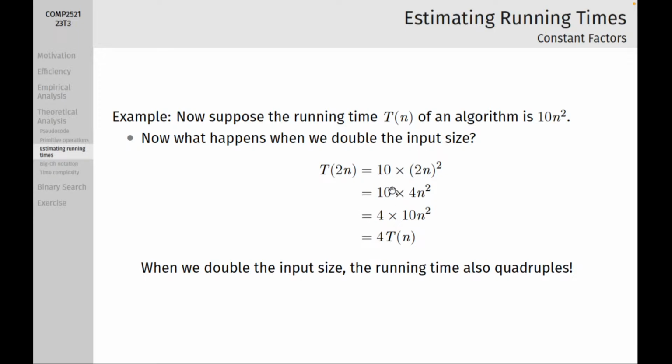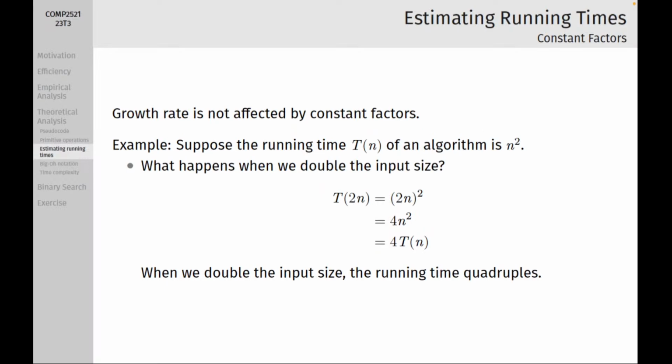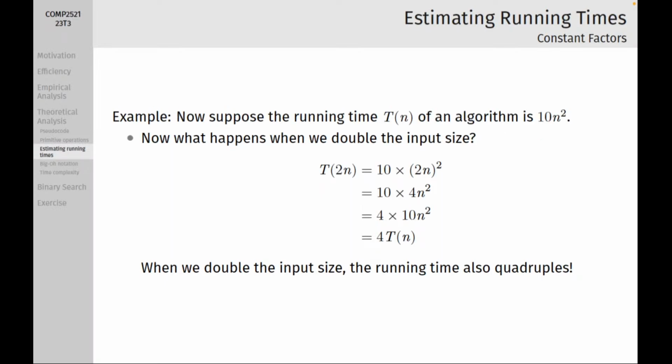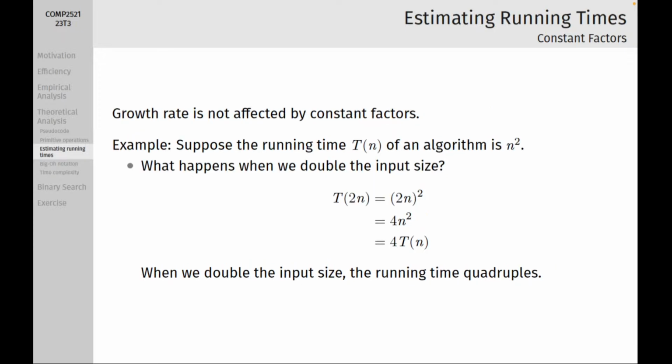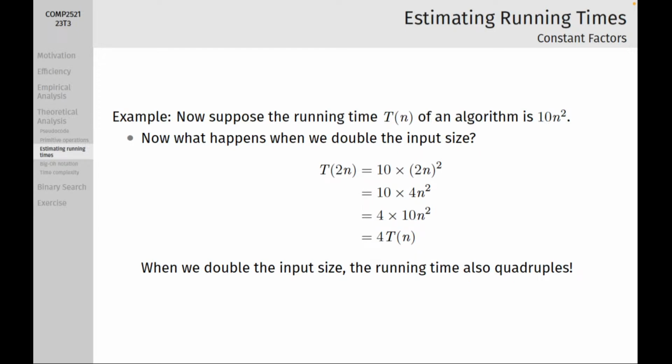right? And now I'm going to do a little trick. I'm just going to swap the 4 and 10 around. It doesn't matter because we're just multiplying everything. And the result is 4T(n), because T(n) is 10n squared. So you see that no matter what the constant factor is in front of the n squared, whether we have one or not, when we double the input size, the running time quadruples. So this shows us that growth rate isn't really affected by constant factors. So that's why we can get rid of those as well.